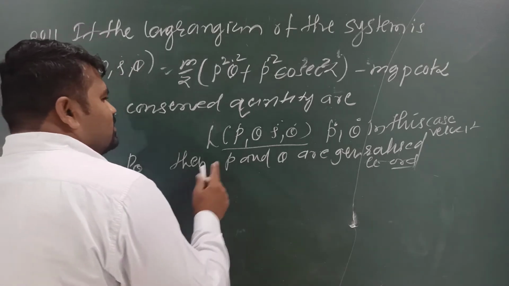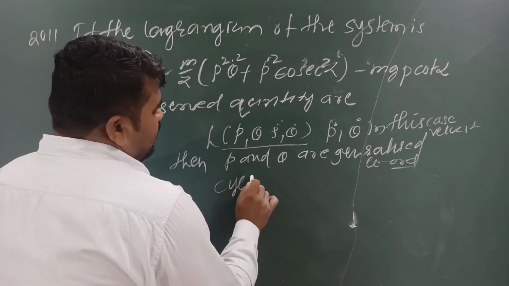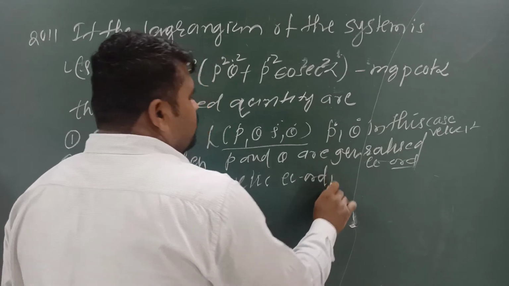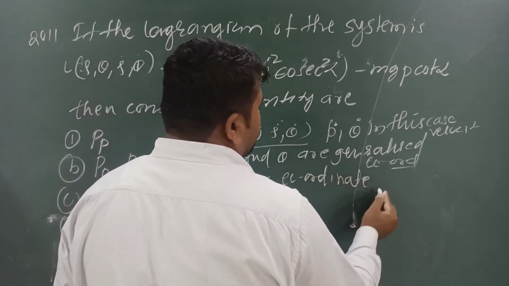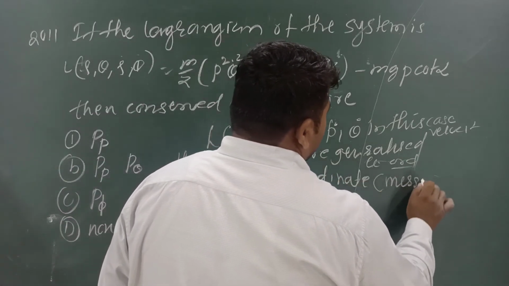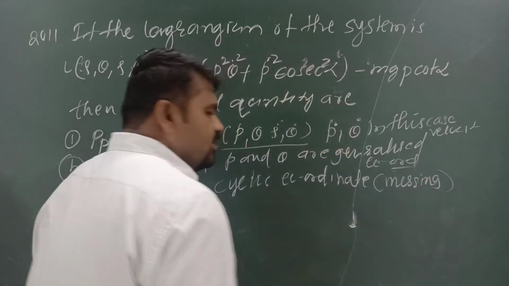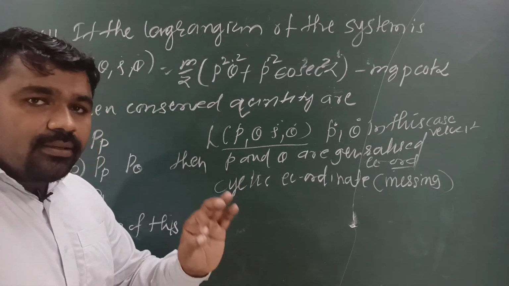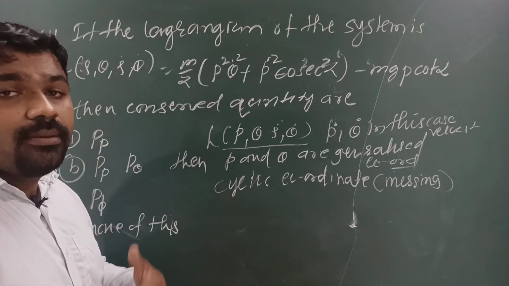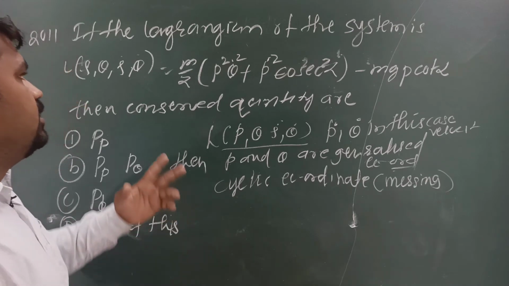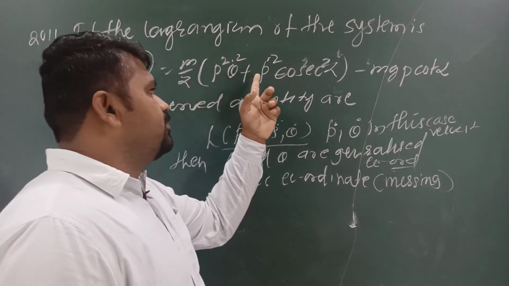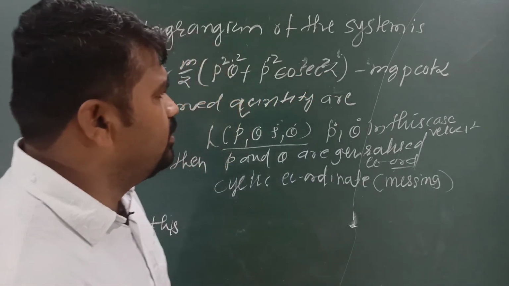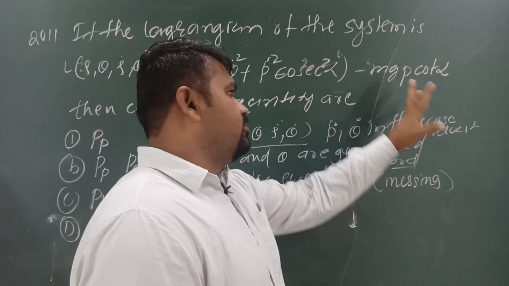Which of the following is a cyclic coordinate? Cyclic coordinate or ignorable coordinate means which coordinate? Missing coordinate. Got it? Missing coordinate. Which coordinates are cyclic? For this coordinate, we get the conserved quantity. See here, m by 2 rho square theta dot square plus rho dot square cosec square alpha minus mg rho cot alpha.